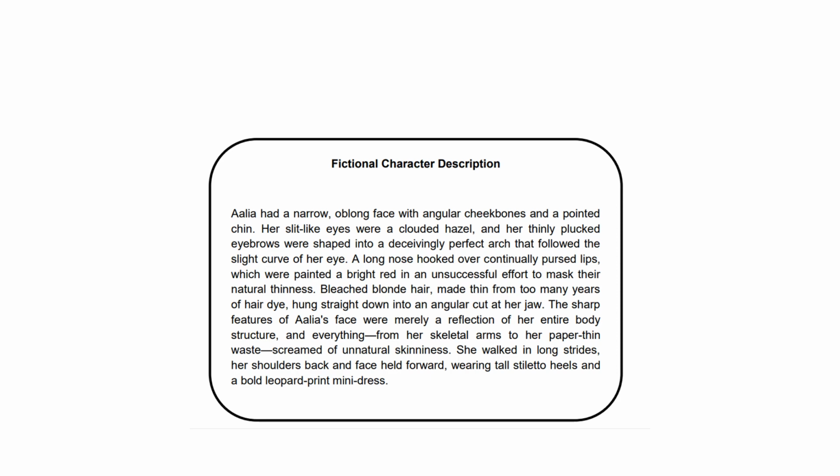She walked in long strides, her shoulders back and face held forward, wearing tall stiletto heels and a bold leopard print mini dress. So, this description of how Alia looked like, her body structure, the color of her hair, the size of her waist, the unnatural skinniness that she has, the kind of clothes she was wearing, it is creating the visual. So this is descriptive writing. It is giving fodder to the imagination of the reader so that the character comes alive in front of the reader. So descriptive writing is all about describing and transporting your reader to that venue.